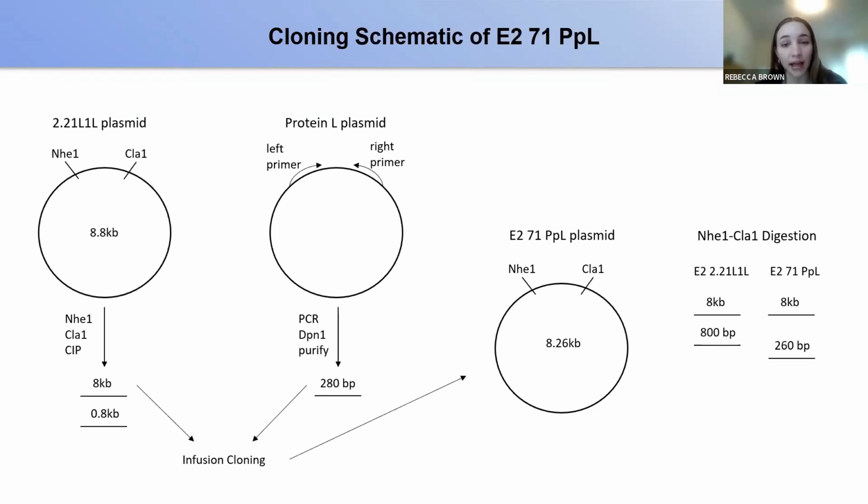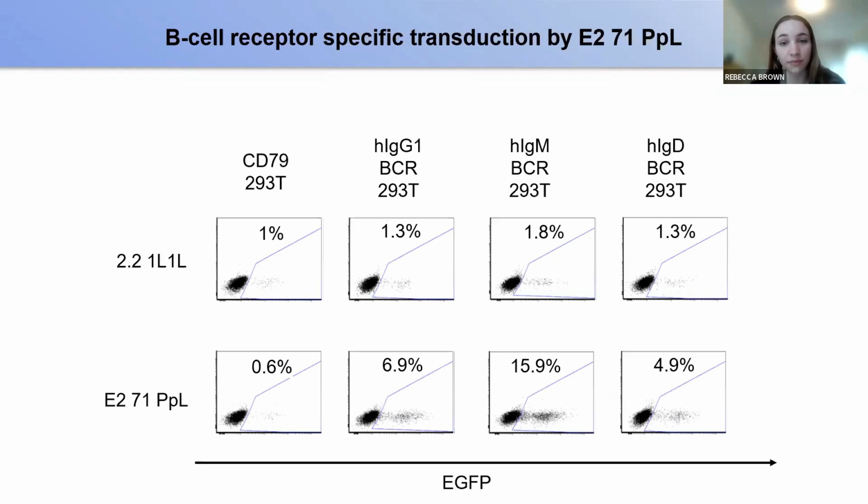Once we had this plasmid, we transfected 293 T cells with another packaging plasmid and GFP as a reporter gene. And then once we created our lentiviral vector, we isolated it, purified it, and checked for the expression of the E271 PPL protein. We found that it was expressed, and thus we went on to determine its specific transduction.